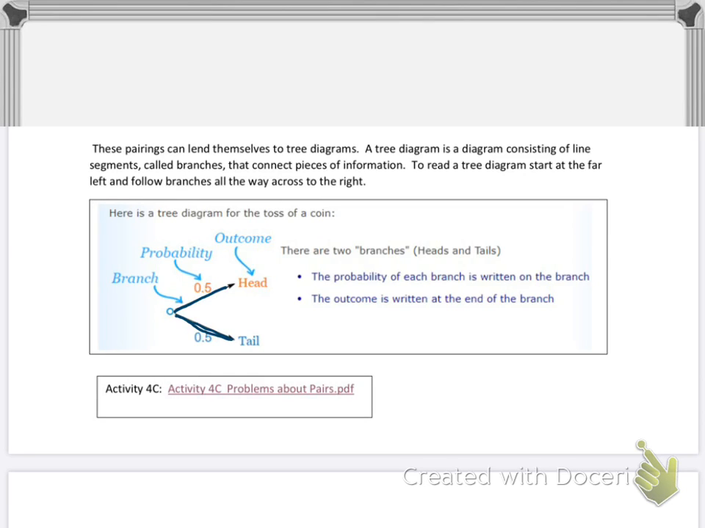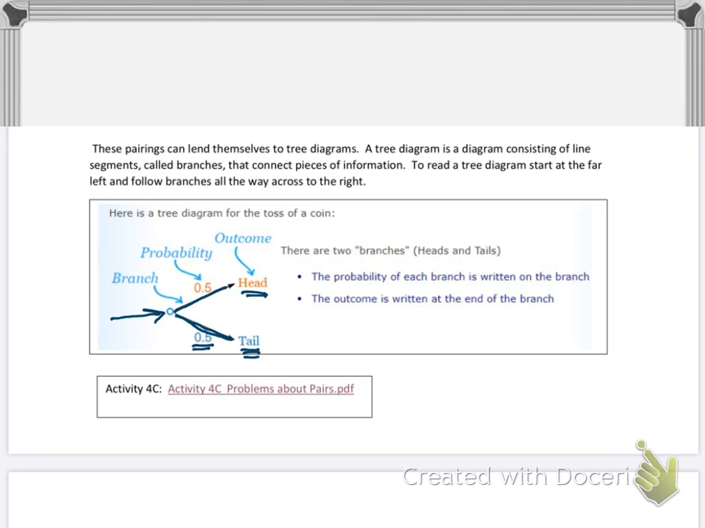And the branches are connecting pieces of information. To read a tree diagram, you start over here. So start right here. And if I toss a coin, I have a 50% probability, or 0.5 chance, of having an outcome of heads, and I have a 0.5 chance of having an outcome of tails. So on the branch itself is the probability, and the end word is the outcome. The probability of each branch is written on the branch, and the outcome is written at the end of the branch. All right, so that's just a nice little activity.